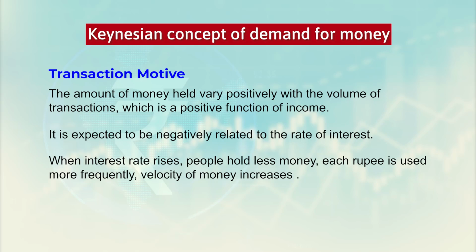And it doesn't require much more qualification, because we know when interest rate rises, people want to keep money in the bank. So they don't want much more money to be in their hand. In that case, what is going to happen, if you remember the previous class, is that the velocity of money is going to go up. The next one is the precautionary motive.